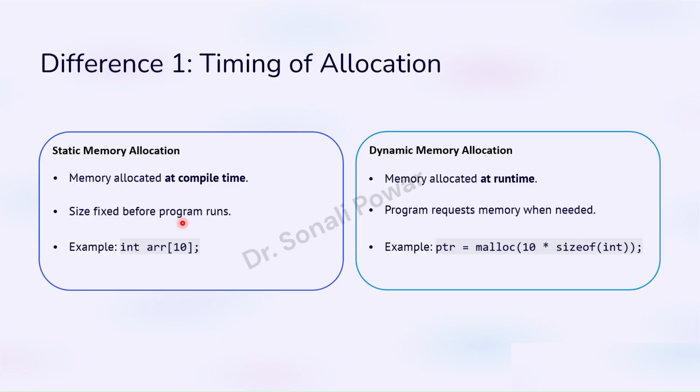Once program execution gets started, you cannot increase or decrease the size of the memory. Example is int array[10]. It means it will allocate the memory for 10 elements to store 10 integer values. In case of dynamic allocation, memory is allocated at runtime. Means once the program execution gets started, after that you can allocate the memory as needed. And for that you can use the malloc and realloc functions to allocate the memory at runtime.